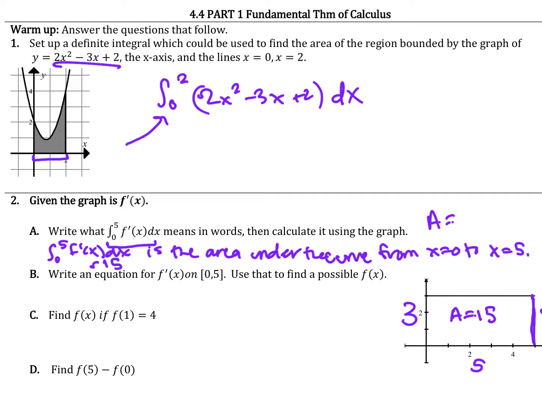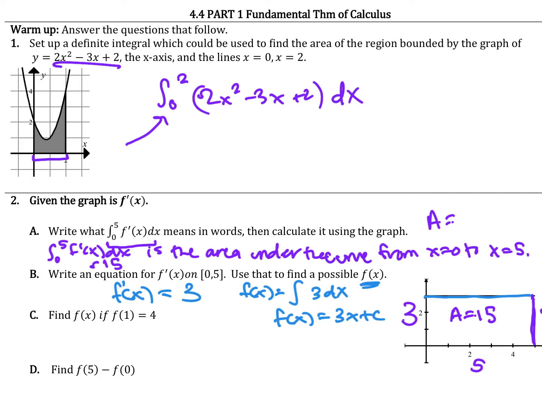Part B is asking us to write an equation for that function. So if we are looking at this function here, what is that function? That function is just f prime of x is going to equal 3. It's a horizontal line, the line y equals 3, or I'm sorry, f prime of x equals 3. That is the curve that we're looking at. Now, if we wanted to find what possibly f of x would be, we would just integrate that with respect to x. So we could say that f of x is 3x plus possibly some arbitrary constant. So we're going to hold a c value there.